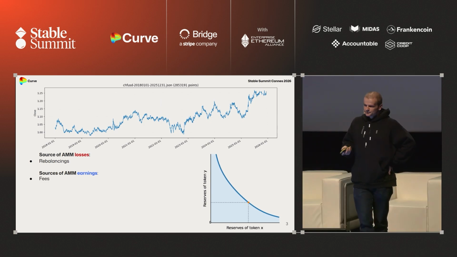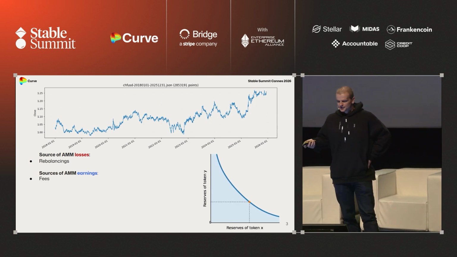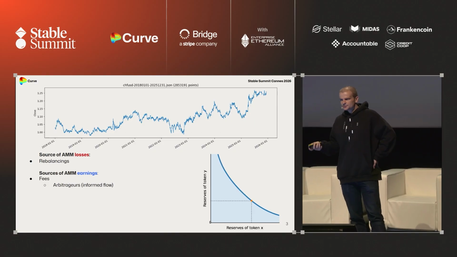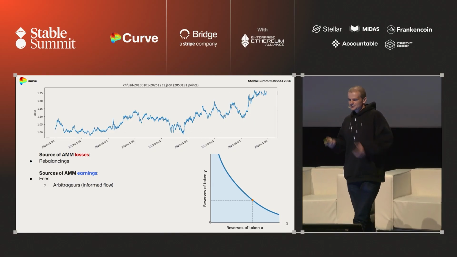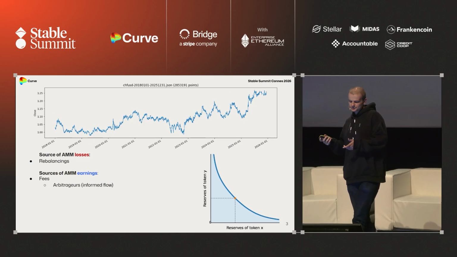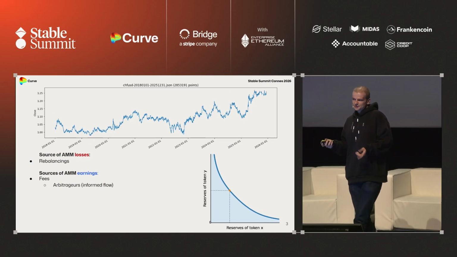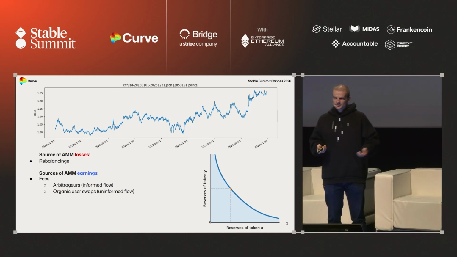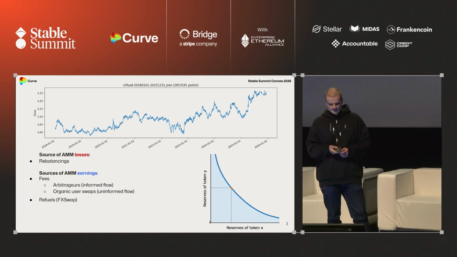And the pool earns when people swap inside it. So they come, they leave the fees. And it can be an arbitrageur who comes from an external market and brings you information of the fair price, and at the same time moves your pool. And it can be organic users who just want to on-ramp, off-ramp, sell some stable coins.